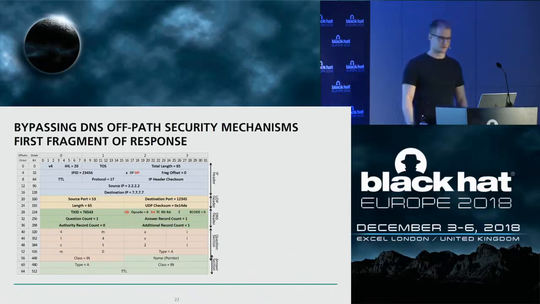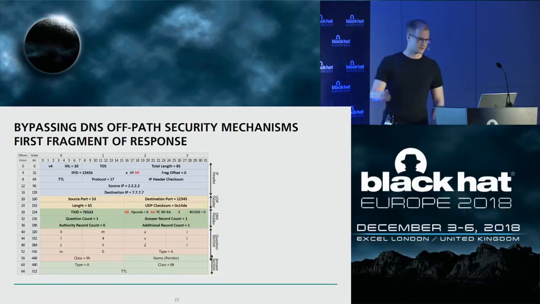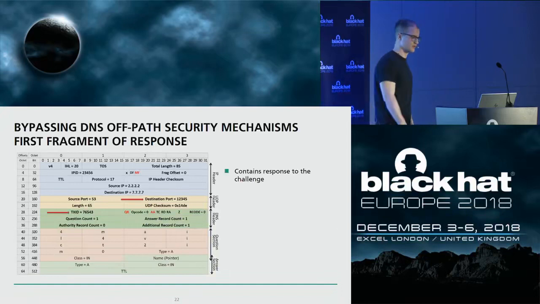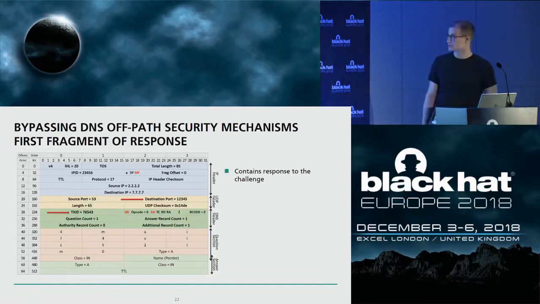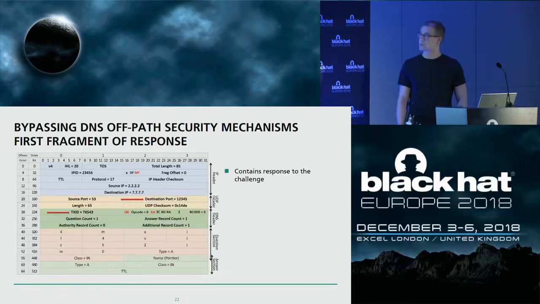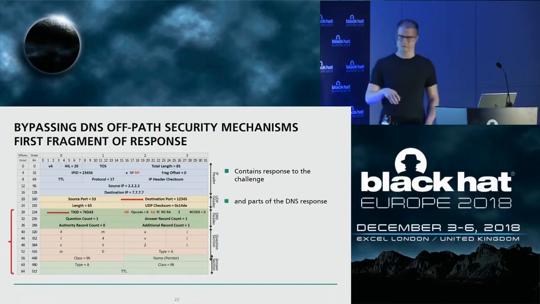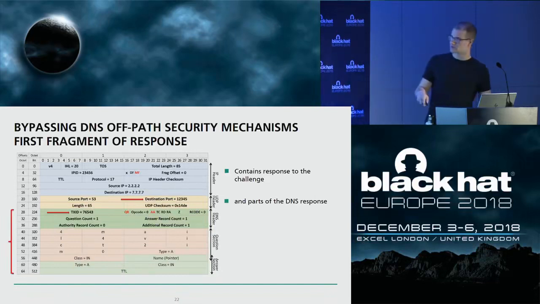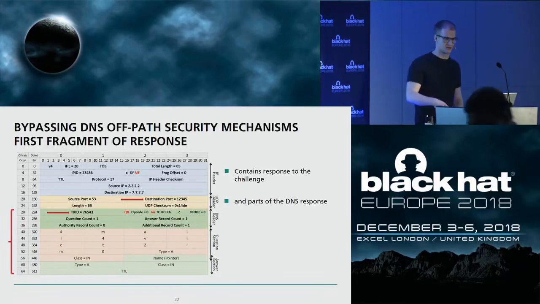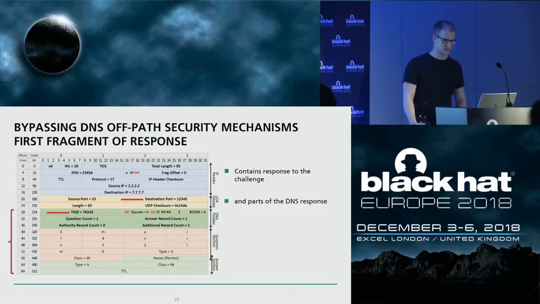Having now fragmented the response, which comes from the name server of the target domain, the first fragment will look something like this here. We've got the challenge response values in this fragment, along with parts of the DNS response. We will always have parts of the DNS response in there, because you see IP and UDP headers together are only, in this case, 28 bytes. And thus there will always be some part of the DNS message in there, because the IP minimum fragment size is 68.